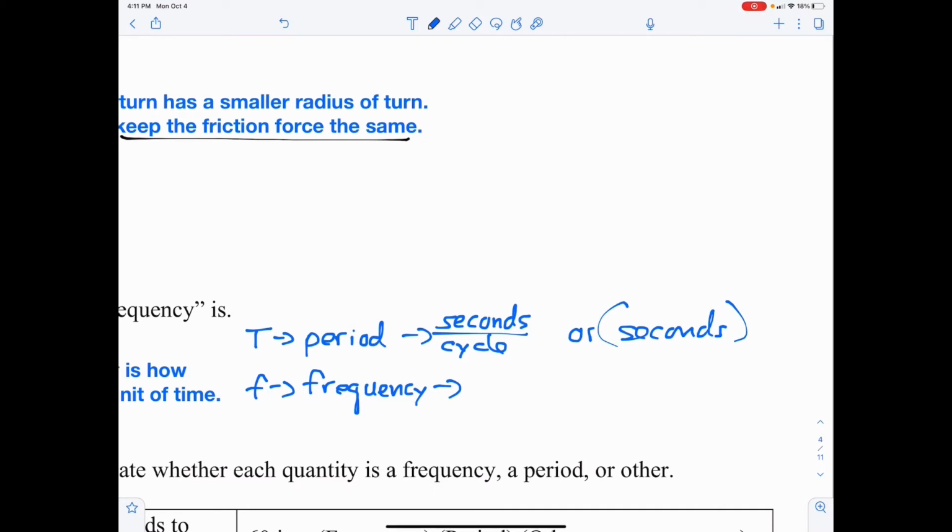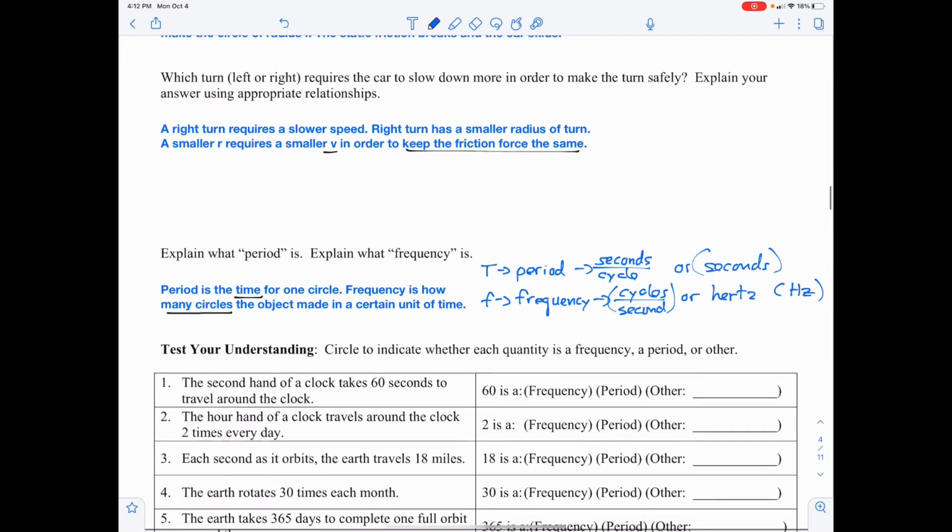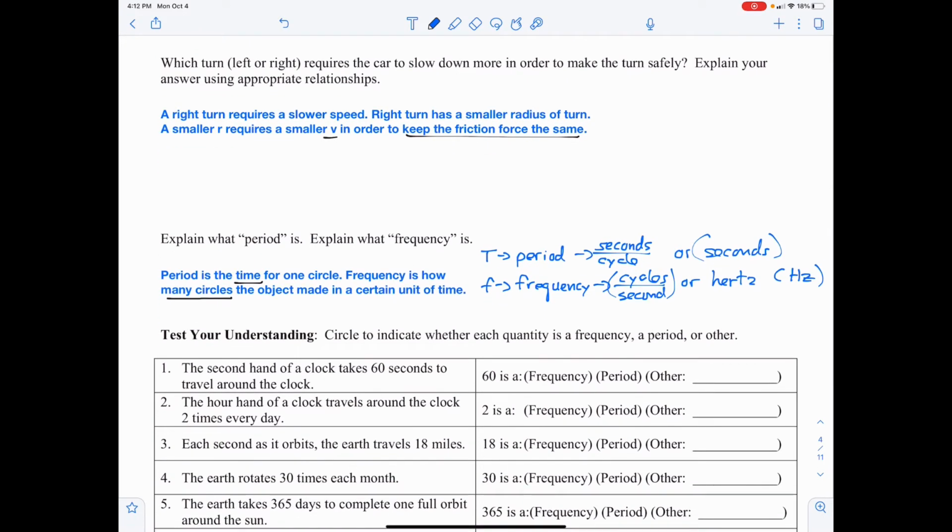The unit for frequency is the inverse of the unit for period. It is how many cycles happen in each second. Cycles per second is one particular unit for frequency, but the more common one would be hertz, abbreviated Hz. More to come on period and frequency, as we'll address them a little bit here in uniform circular motion, but much more developed in our unit next semester on simple harmonic motion.